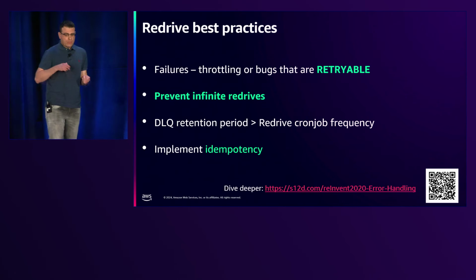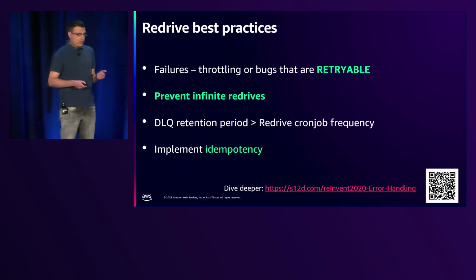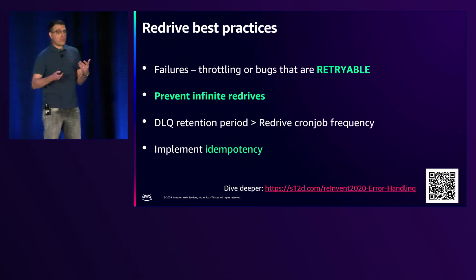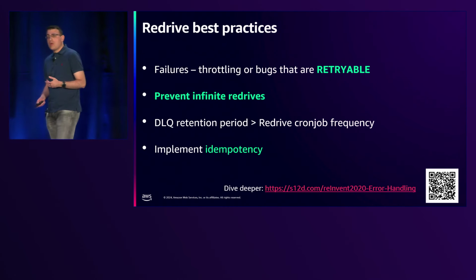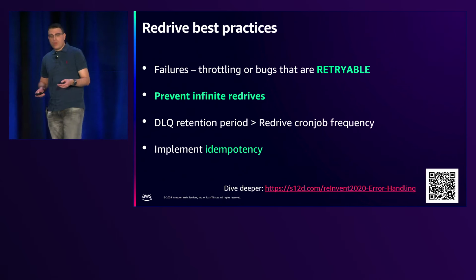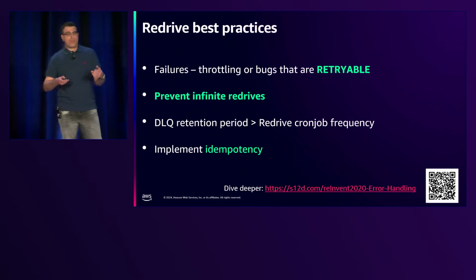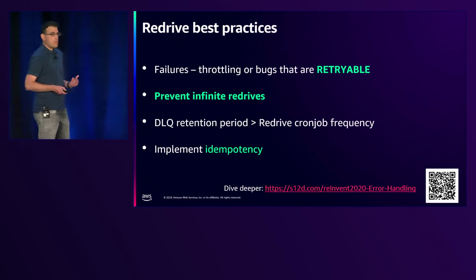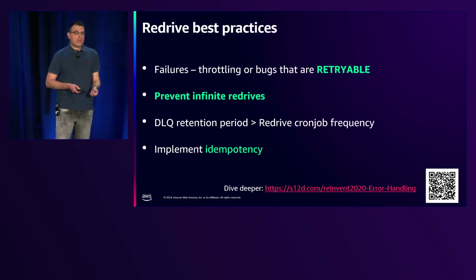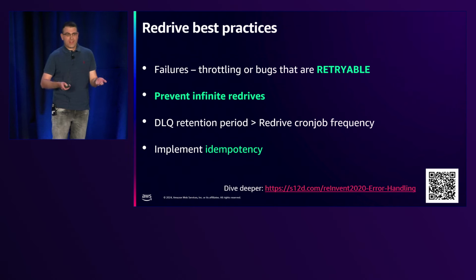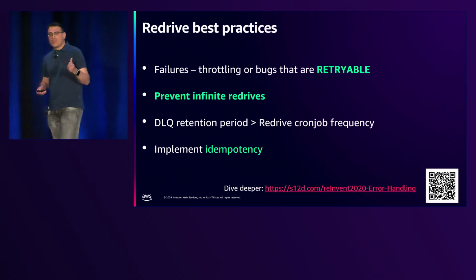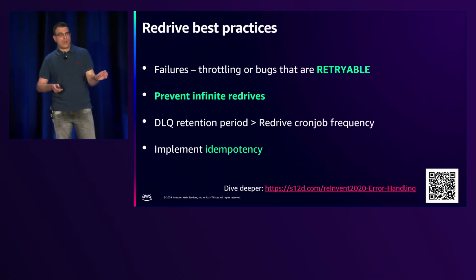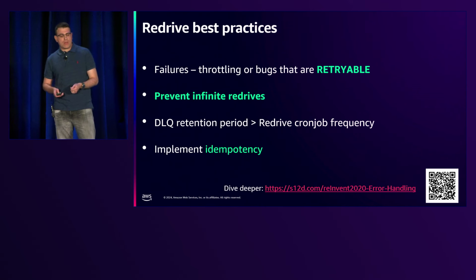I did mention all the items that will move to the dead letter queue are supposed to be failures that are retriable, like throttling or bugs that we can fix. We don't want to have any infinite redrives. So for instance, if you have an issue like input validation schema where the item fails, you don't want to basically move it to the dead letter queue because it's going to fail again, and again, and again. So you can just log the item, have an error log, and iterate to the next item.